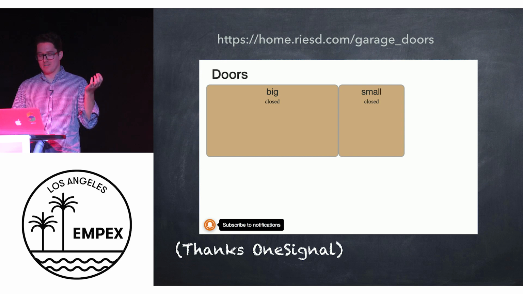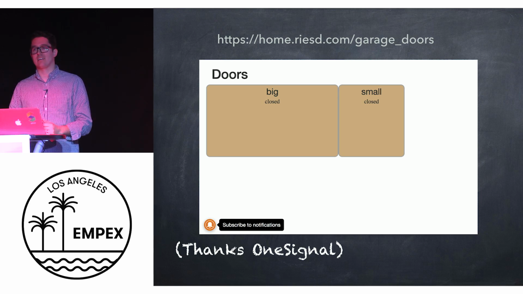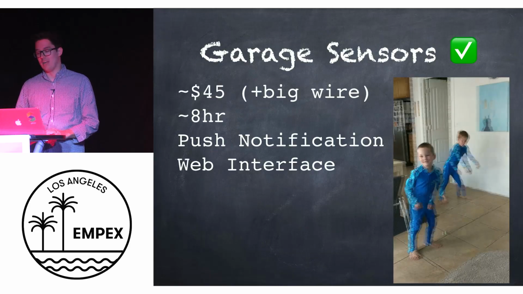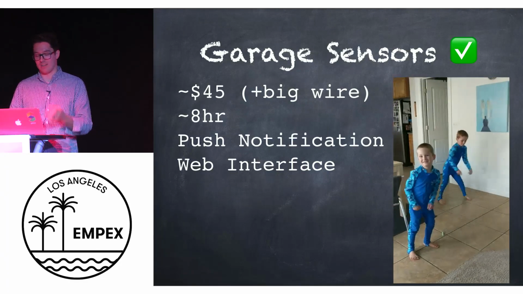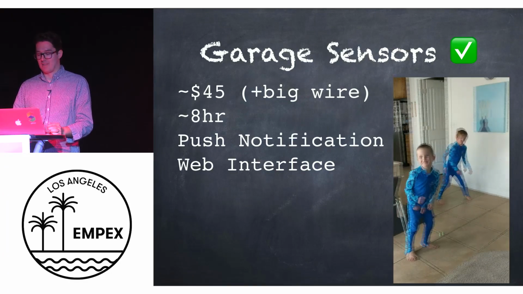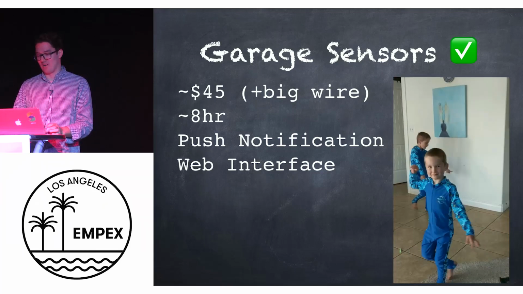If anyone ever wants to know how my garage doors are doing, go to this URL. And I added OneSignal, which has a little thing so that you can do push notifications fairly easily. And so I can go on my phone and subscribe. You guys are all welcome to subscribe to what's happening with my garage doors if you want to. I got a little notification this morning when my kids were going to school. So now my kids are thrilled. They think I'm amazing, and I've spent $45 plus one big wire, and I have another problem solved.